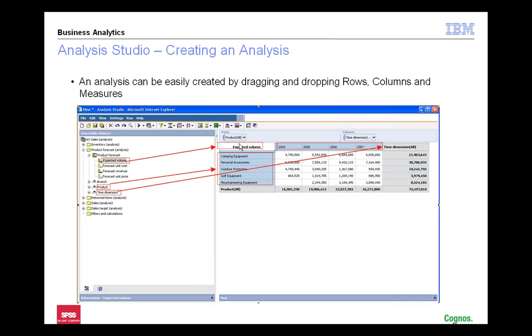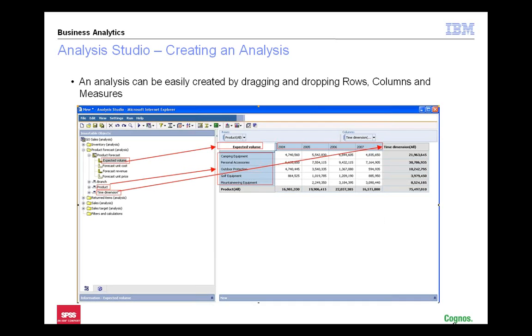So we are putting the expected volume here, so this is the measure, and these are two dimensions which take care of my rows and columns. This is product and this is the time dimension. So you can see that once you drag and drop these three items, this report gets formed.